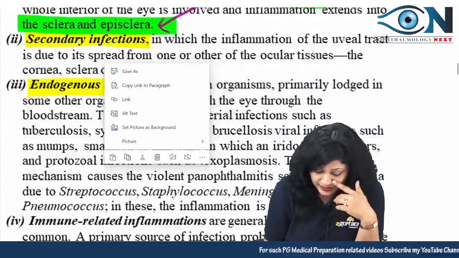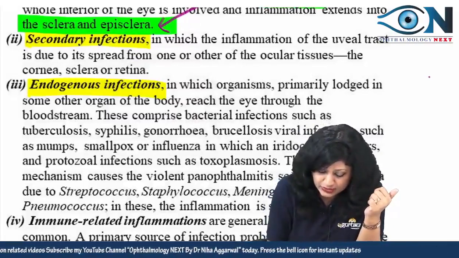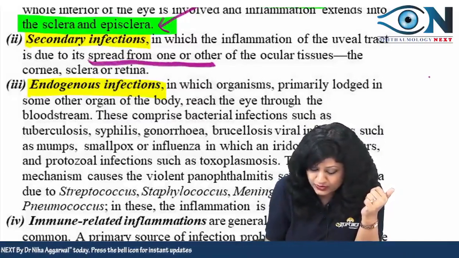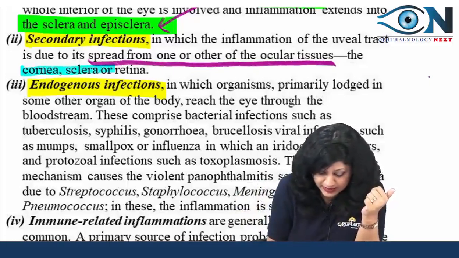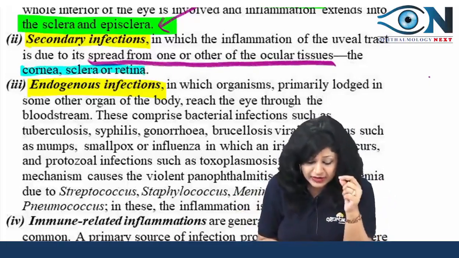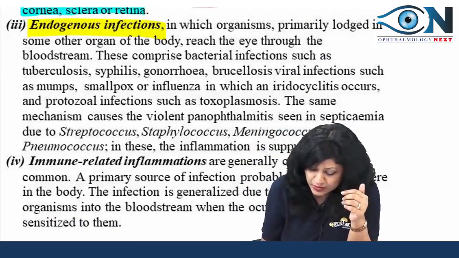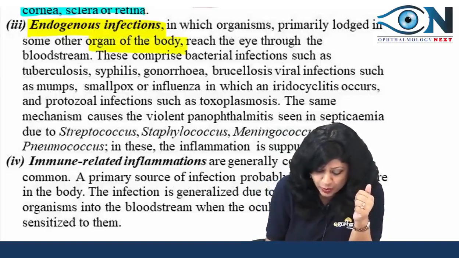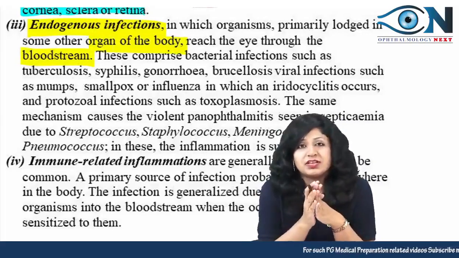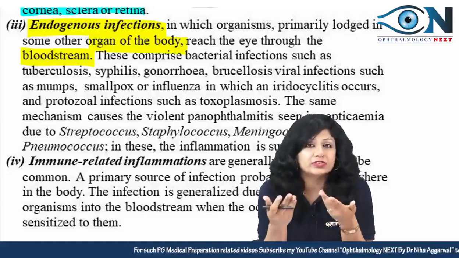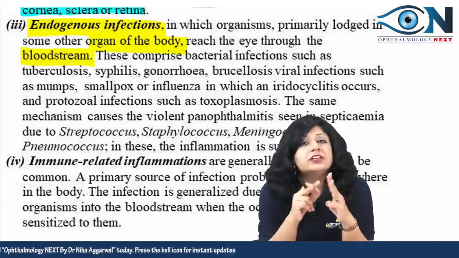Now talking about the secondary infections. Secondary infections mean it is coming due to spread from one or the other ocular tissues. It could be coming from any other tissue. So we can have the cornea, sclera, or the retina infection spreading. The third is endogenous infections. In endogenous infections the organisms are lodged in another organ of the body, and they reach the bloodstream. So basically, whenever the infectious agent goes to the uveal tract, there are three routes. Either it is exogenous, coming from outside, or it is coming from any other organ, or it is coming from the bloodstream.